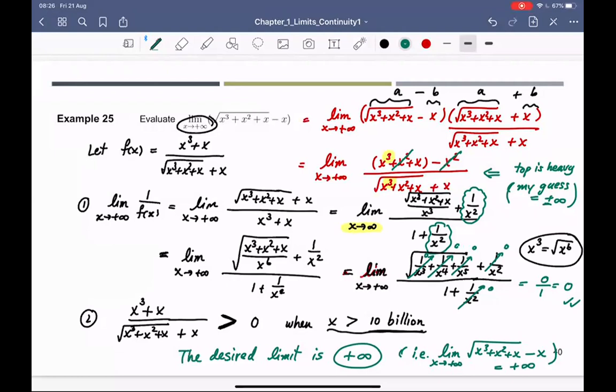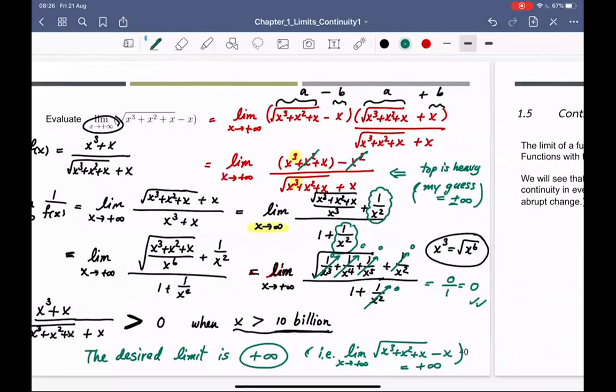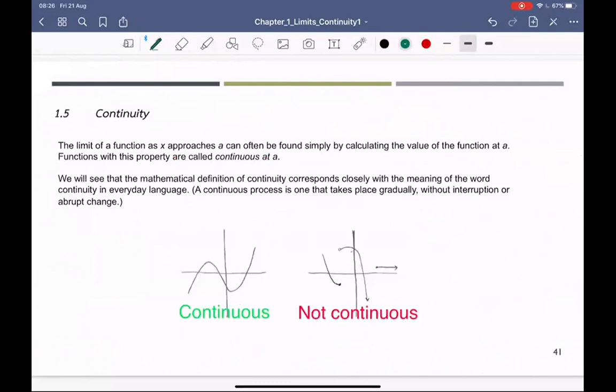All right, if you don't have any questions, we're going to move to the next topic, continuity, which is the last one for this chapter. No questions? All right. So let's move to the last concept of this chapter, which is continuity.